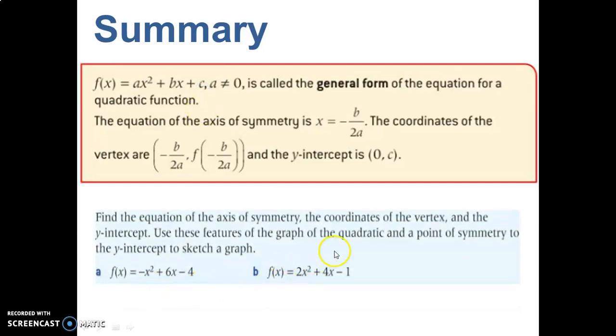So with that knowledge, try these two questions. In this one, it's asking you to take the standard form and find a point of symmetry. So anyway, it wants you to find the y-intercept, the vertex, and then graph it using that information.